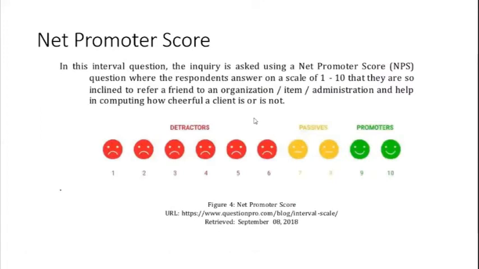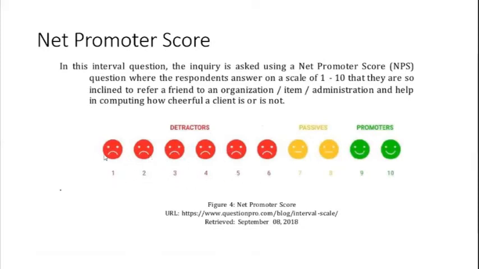And then we have the Net Promoter Score. In this interval question, the inquiry is asked using a Net Promoter Score or NPS question, where the respondents answer on a scale of 1 to 10 how inclined they are to refer a friend to an organization, item, or administration, which helps in computing how cheerful a client is or is not. So you have here detractors, passives, and promoters. You would see here a sad face and different degrees of being sad.